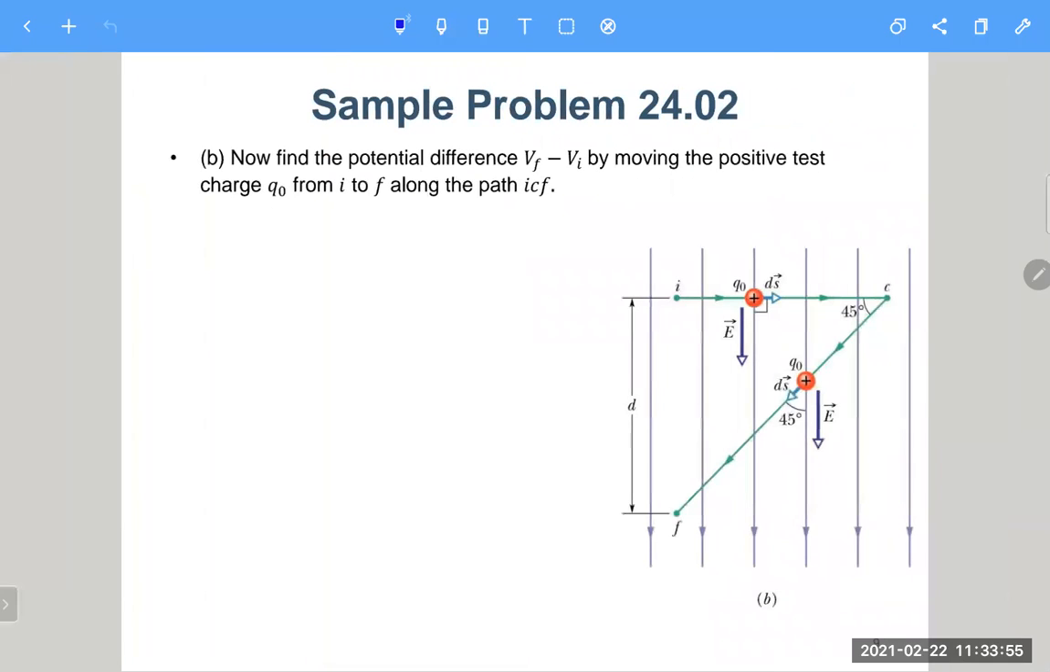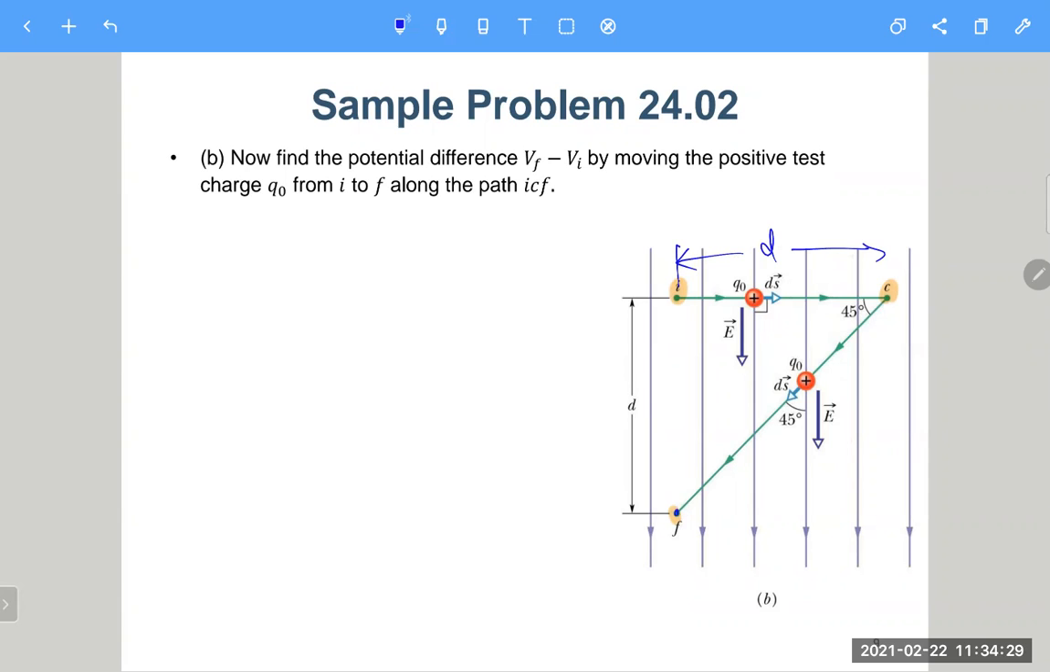Okay, so for part B, now we do not go strictly from I to F. We go to C first. This path is perpendicular to the E field. And then move for d. So this is d. And then go at a 45-degree angle with the E field and then go to F.